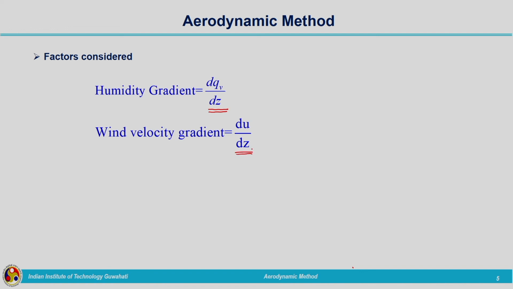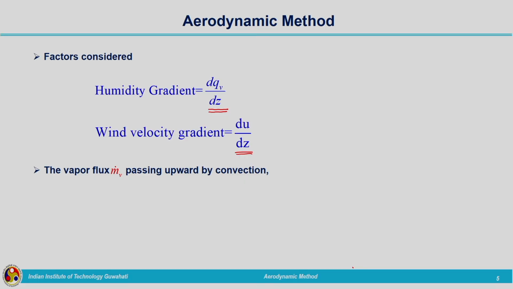u is the notation used for wind velocity, and the du value corresponding to du by dz is considered as the wind velocity gradient. Why are we taking these two gradients? Because these are the two predominant factors responsible for evaporation, and these two are considered in the method known as the aerodynamic method. Now coming to the vapor flux, the notation is m dot v, which we have already used. So, the vapor flux m dot v passing upward by convection.